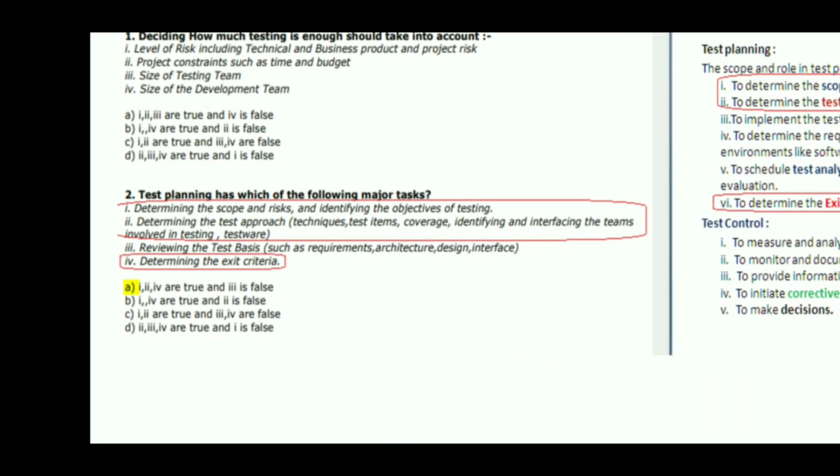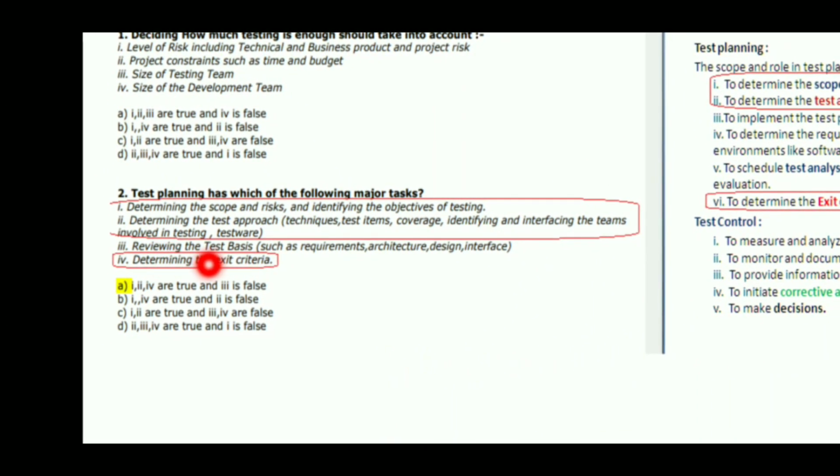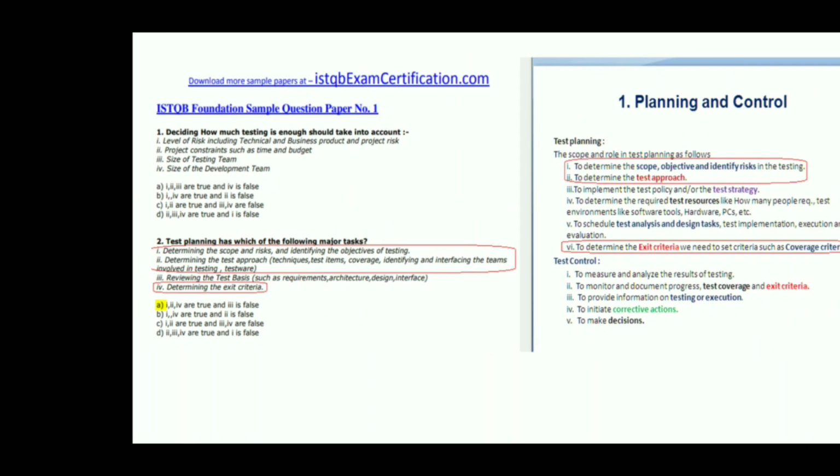All right, also you can find the odd one out. Reviewing the test basis: in planning you will not review any test basis. So definitely this is also an odd man out, but yes, of course, if you want to go straight to the answers, you can find this. All right, so this is the first question.